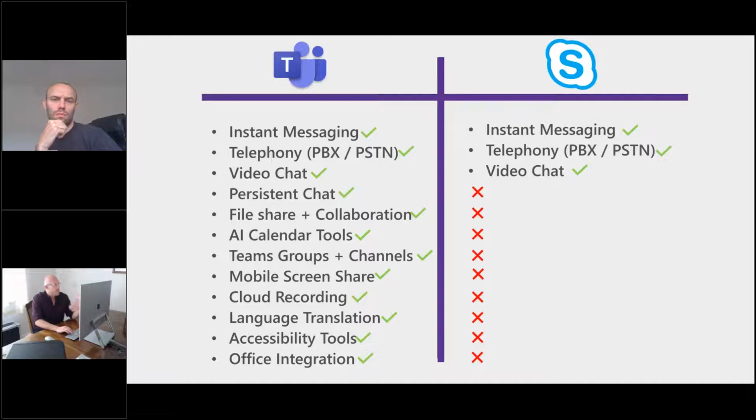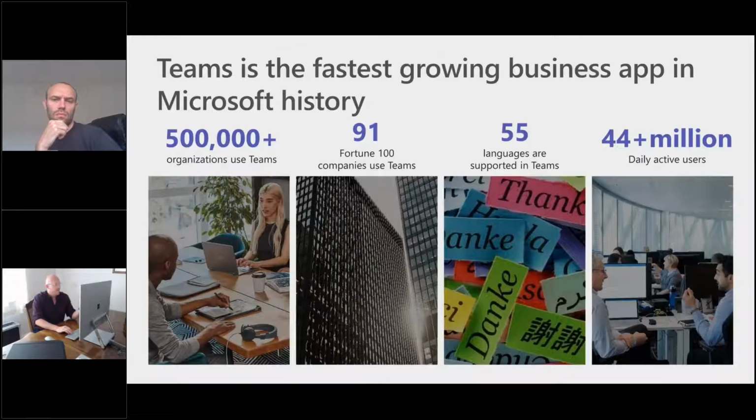I'm going to flip through some of this because I'm a bit conscious of time and I want to get onto the devices piece. We can see here that Teams is growing, again, 700% year over year in usage at the moment. 91 of the Fortune 100 companies are using Teams, supported in 55 languages, so obviously it's worldwide. We've now got over 500,000 organizations actively using Teams and more than 44 million active daily users.